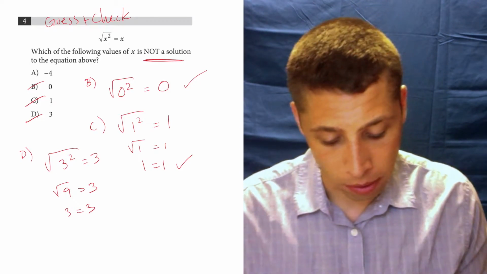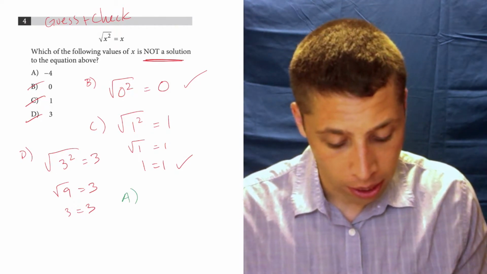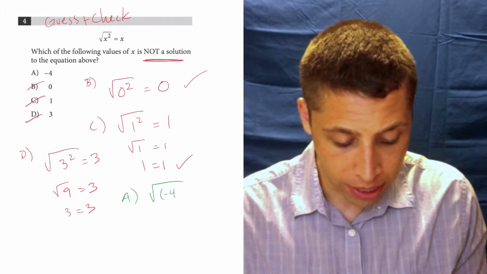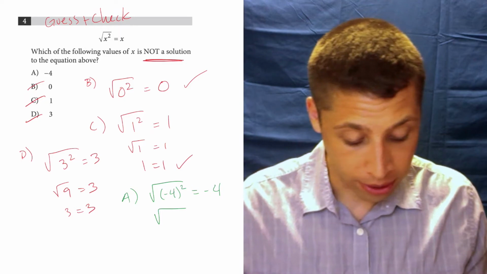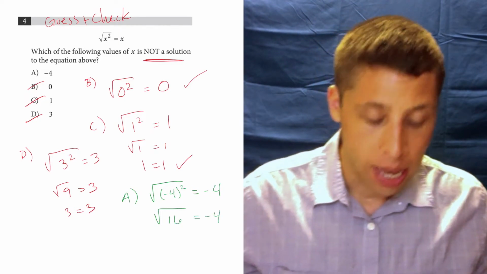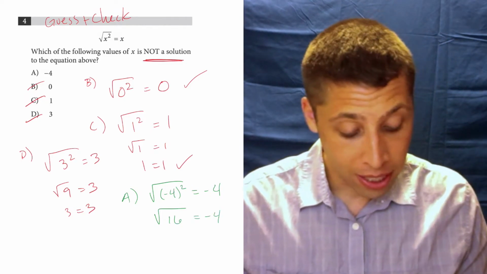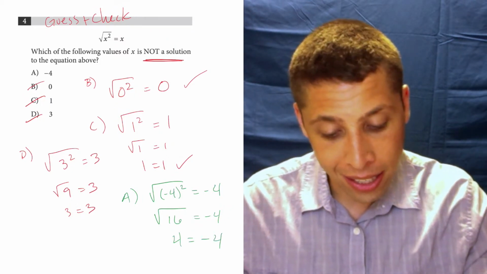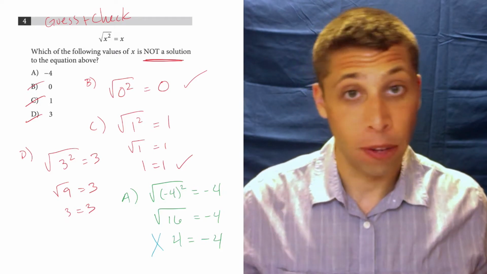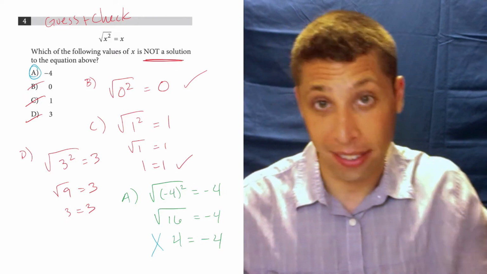So what was really happening, just to make it clear, is if we took the square root of negative 4 squared, well, negative 4 squared is 16. And the square root of 16 is 4. And so 4 does not equal negative 4. They're different numbers. So that's why A is the answer.